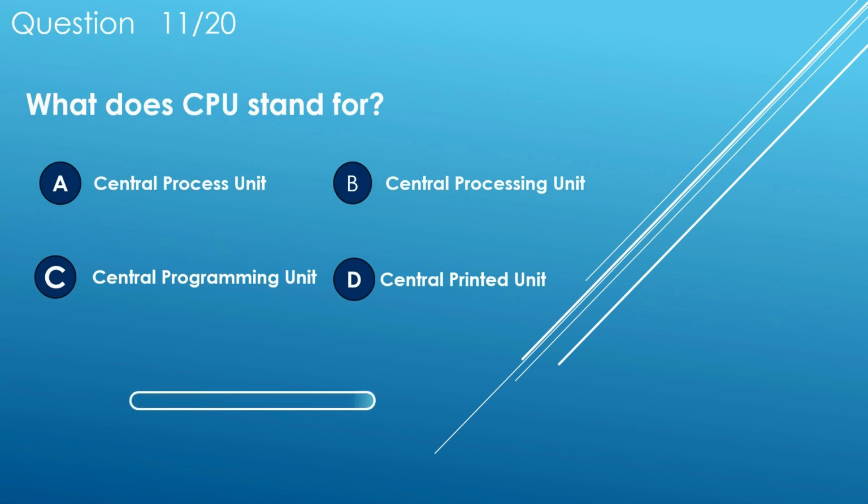What does CPU stand for? A. Central Process Unit. B. Central Processing Unit. C. Central Programming Unit. D. Central Printed Unit.